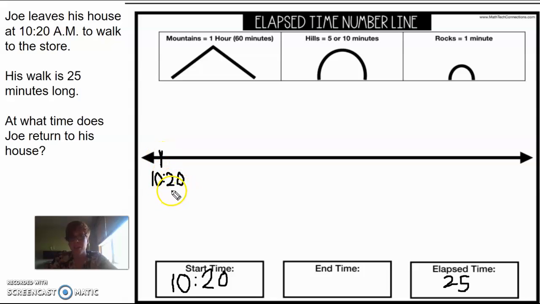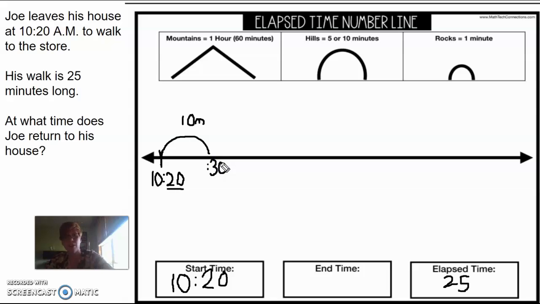So we're at 10:20 now, and I'm going to underline the minute. You can do that as well, just to show myself that I'm going to be adding on minutes because his walk was only 25 minutes long. He was not gone longer than an hour. So let's do one hill, and let's make this hill 10 minutes. So there's a hill. Let's add 10 minutes. Now I'm going to write 10 and then M for minutes. I want you to do that too. So the simplest thing to do now is add 10 onto 20. We all know that 20 plus 10 is what? It's 10:30.